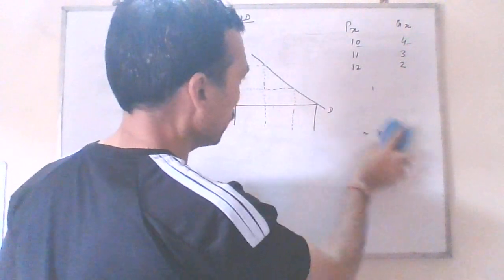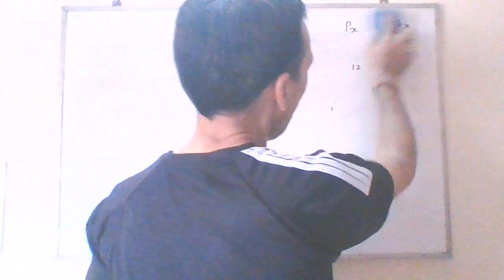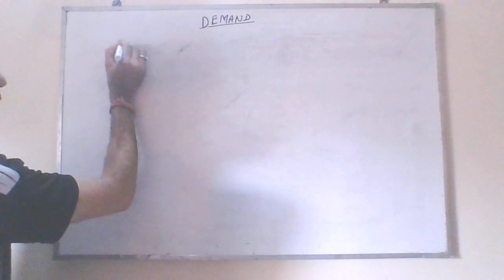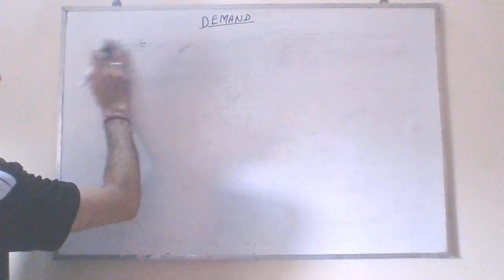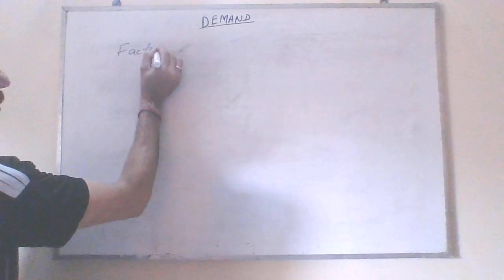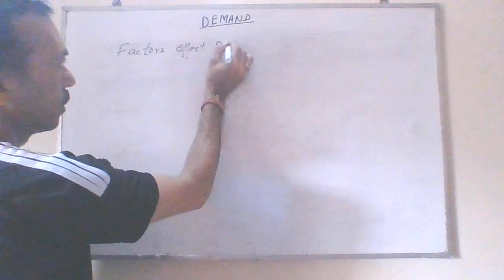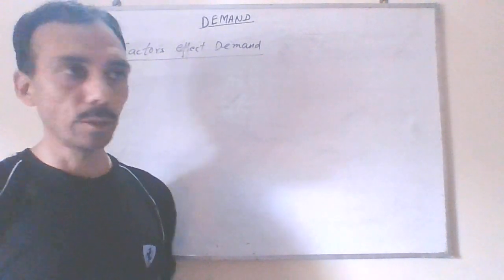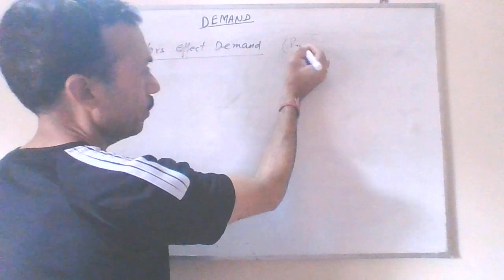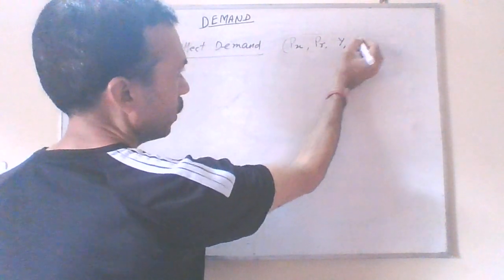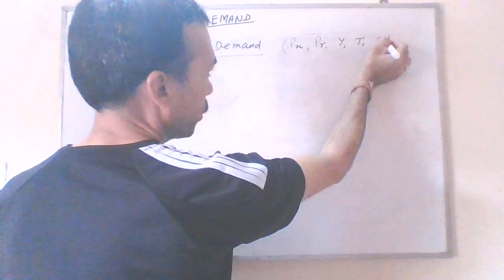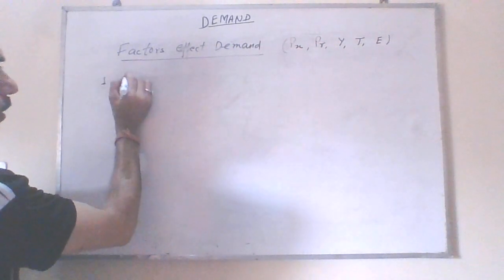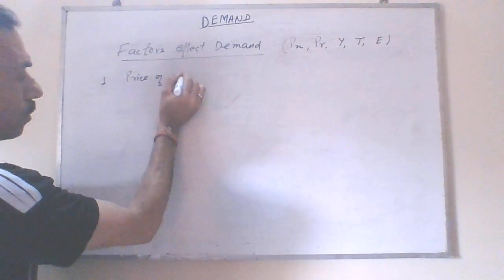Next is the factors affecting demand. Demand is affected by various factors. These are the price of own commodity, price of related commodity, consumer's income, consumer's taste, and consumer's expectation. So the first factor affecting demand is the price of own commodity.